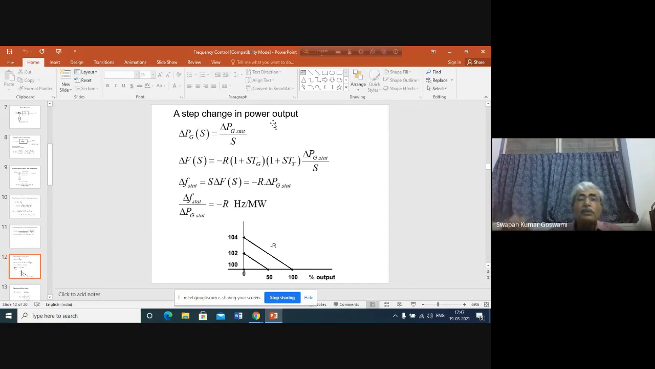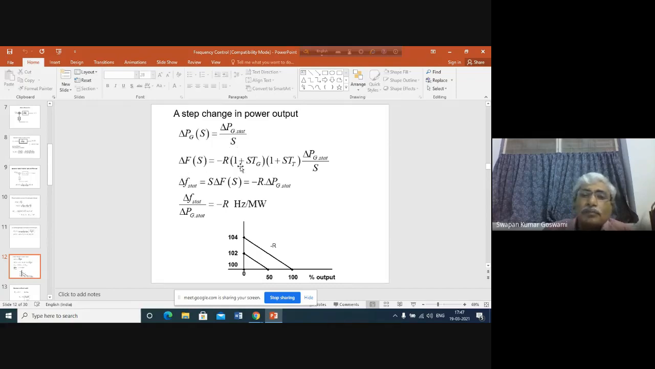And if this power is generated because of a step change in the load, we can say that delta PG now we may write equal to delta PG stat by S. Delta PG stat means finally how much will be the change in output. That is, we are writing delta PG stat. And since this is a step change, delta PG S will be equal to delta PG stat by S. Is it clear? Now, what is the value of del Fs?